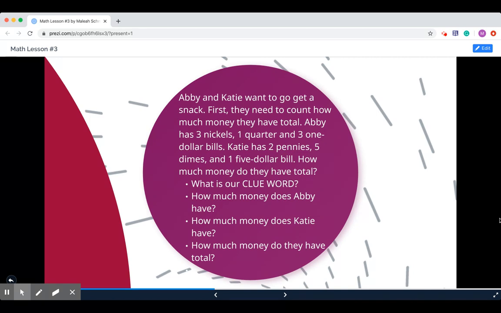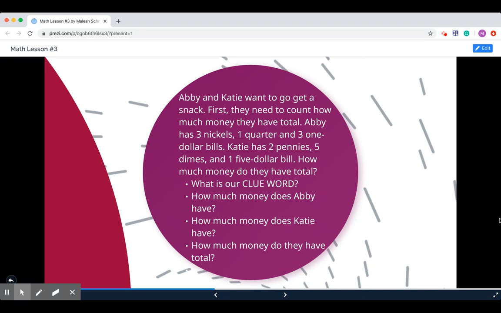So remember, first we're going to look for our clue word. What is our clue word? Oh, I found it. Our clue word is total. So now I have to think, is total an addition clue word or a subtraction clue word? Oh, it's an addition clue word. So now that we know we're going to be adding, let's first find out how much money Abby has.